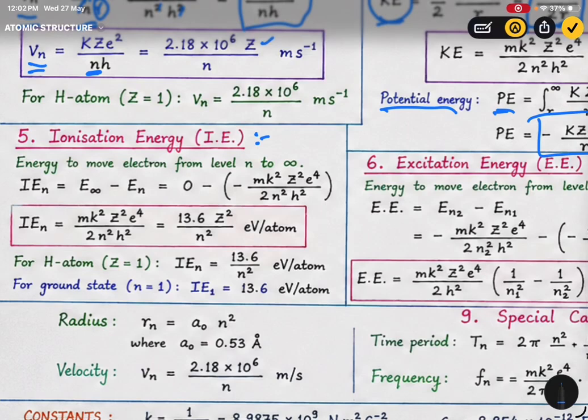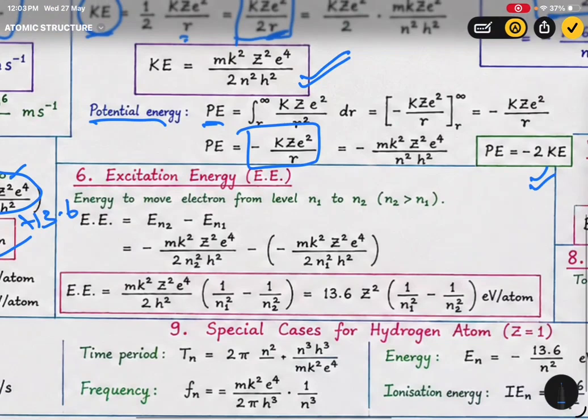Coming to the next, ionization energy. It is the energy used to remove an electron from level n to infinity, and the ionization energy of the nth shell equals E infinity minus En. The E infinity value is 0, because n is the infinite shell; if you substitute n as infinity, you get 0. So ionization energy equals plus of the total energy, that is 13.6 z square by n square. This value is minus 13.6, and minus multiplied by minus gives plus. That's the point we wrote here.